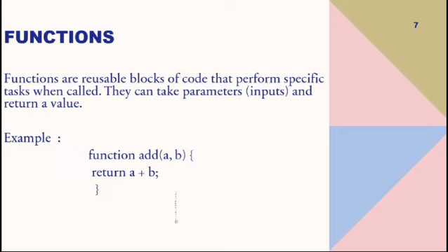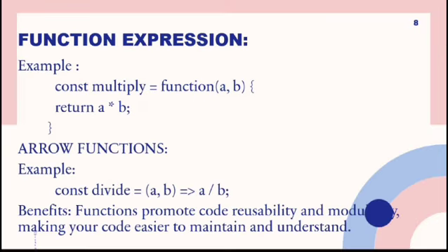Functions can also be expressed in different ways, like a function expression: const multiply = function(a, b), it returns a times b. That means the result will be a times b. Or using the arrow function syntax for a clearer approach: const divide = (a, b), that gives a divided by b. Functions promote reusability and help in keeping your code modular and organized.